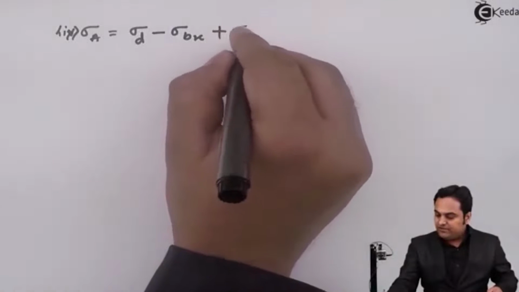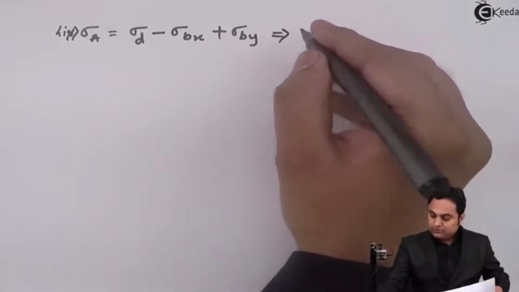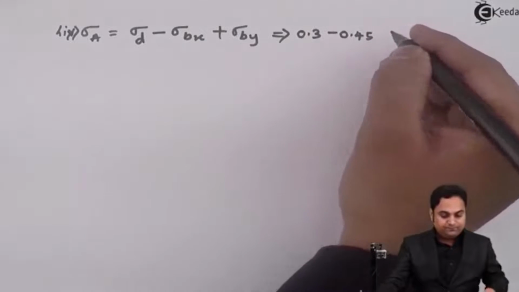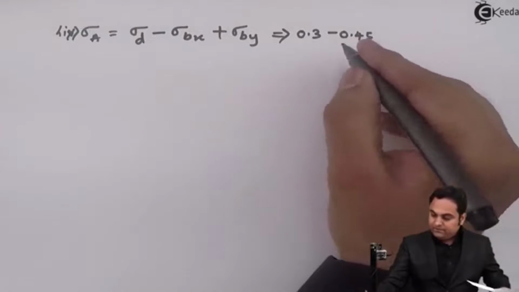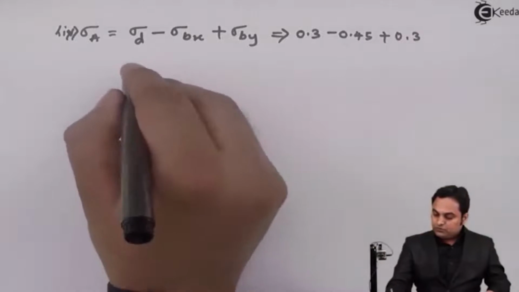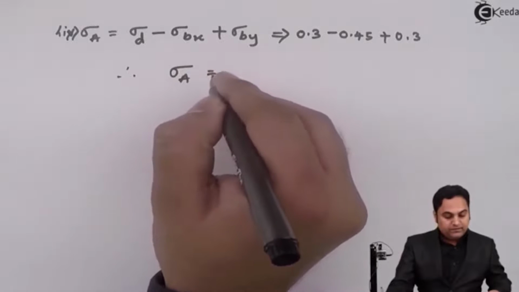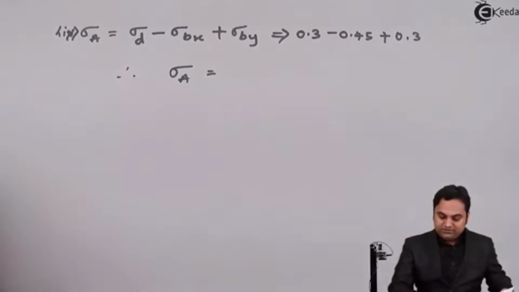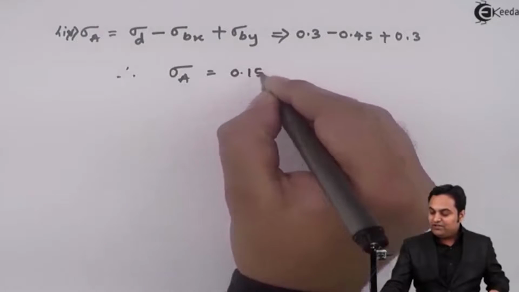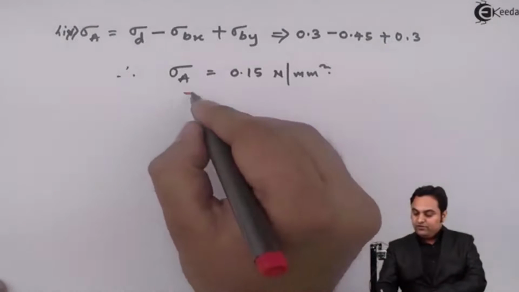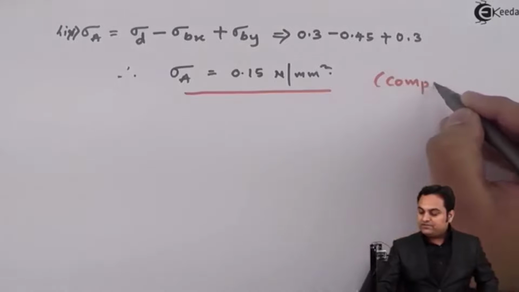So plus sigma By, that is 0.3 minus 0.45, then here we have minus 0.45 plus 0.3. So therefore stress at A comes out to be 0.6 minus 0.45, and it is 0.15 Newton per mm square. And since this answer is also positive, here we have compressive stress.